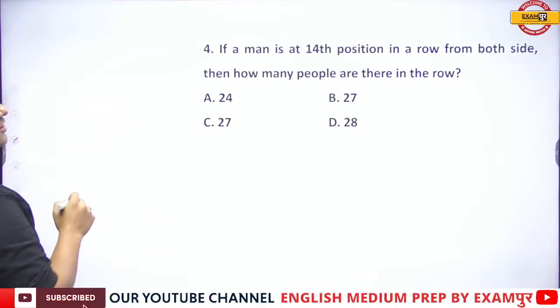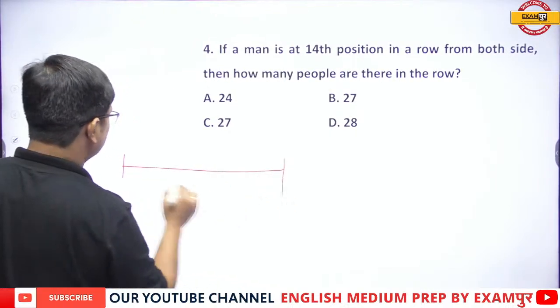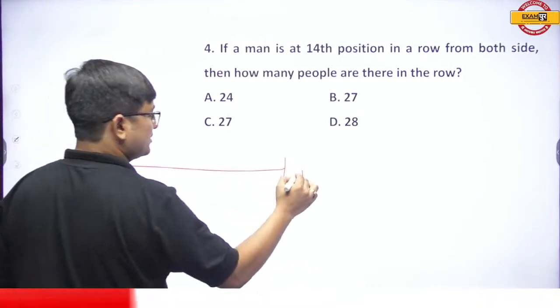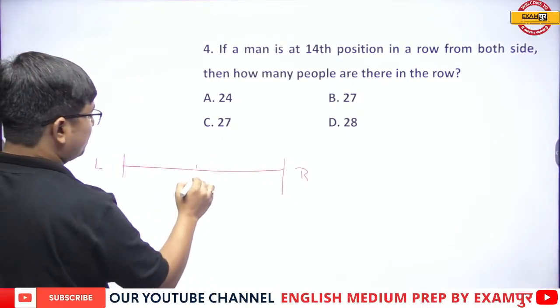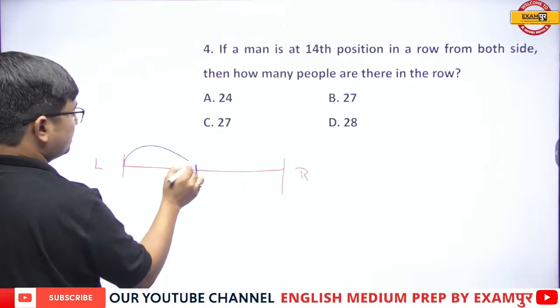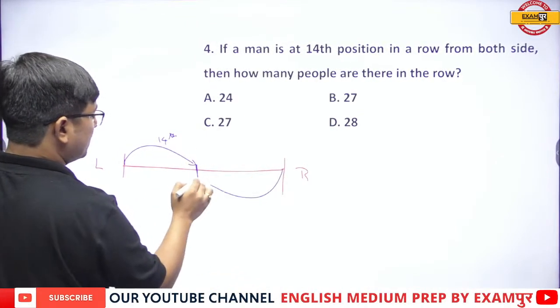So now, my dear students, if a man is at 14th in a row from both sides, now let us take that the row is horizontal, this is the left hand, this is the right hand. And now if a man is at 14th position, this man is at 14th position from both the ends of the row.